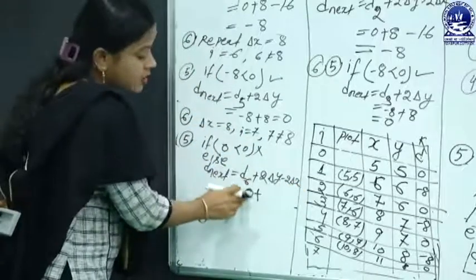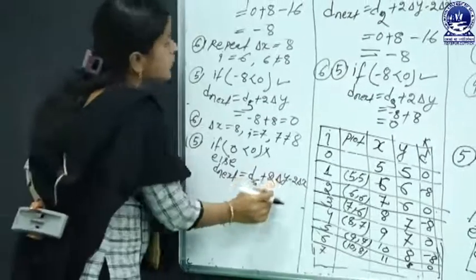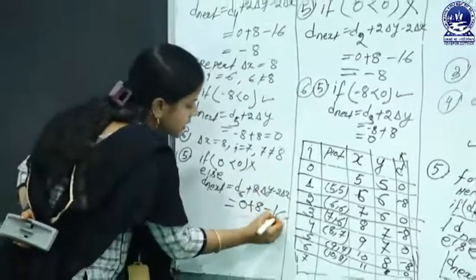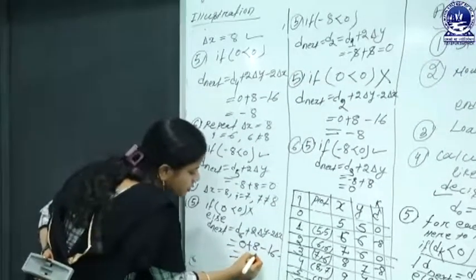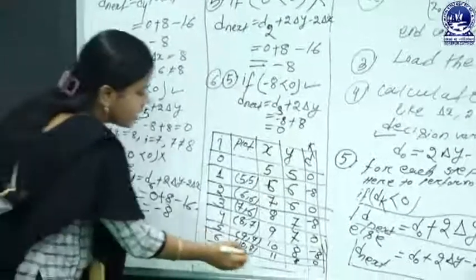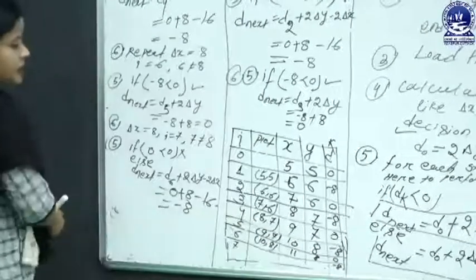So here the decision variable value of the counter 6, that's your 0, and 2 delta y, that's your value 8, minus 2 delta x, that's your 16. So when this expression is evaluated, the resultant outcome is minus 8. That means for counter variable 7, the decision variable again is minus 8.